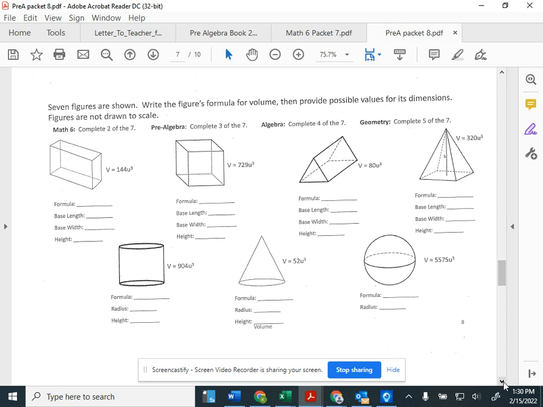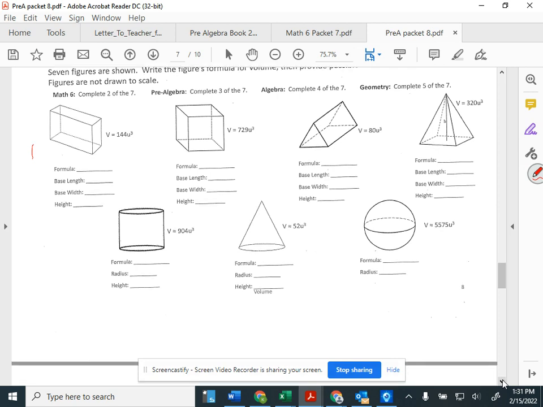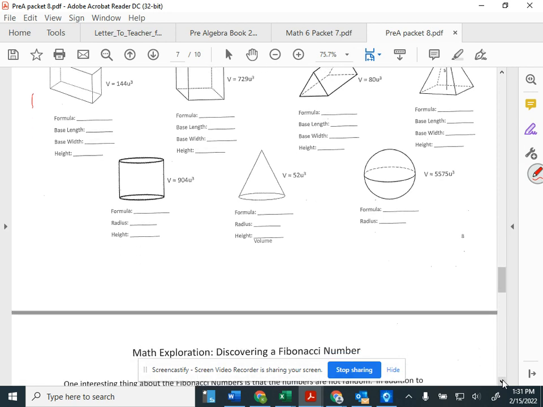Write the figure's formula for volume, then provide possible values for its dimensions. So, that means we need to know the formulas. So we need to be paying attention right now. I'm going to help us with the formulas. Your job is to write it down. We're going to go quick.